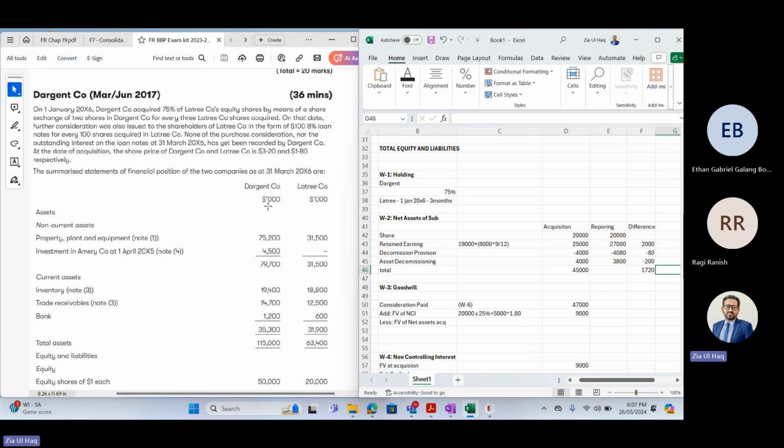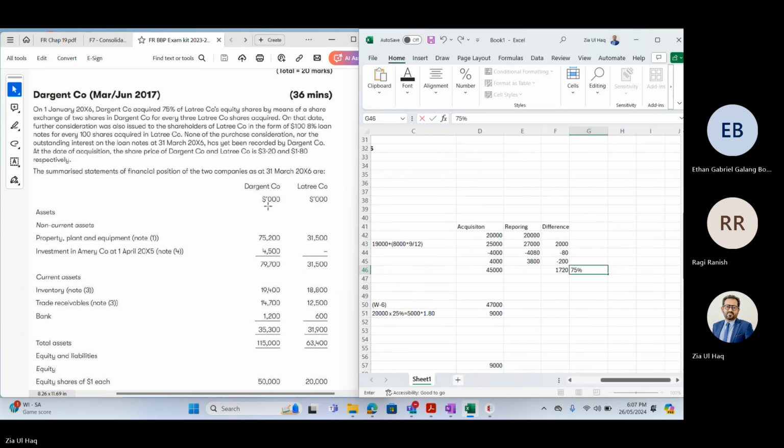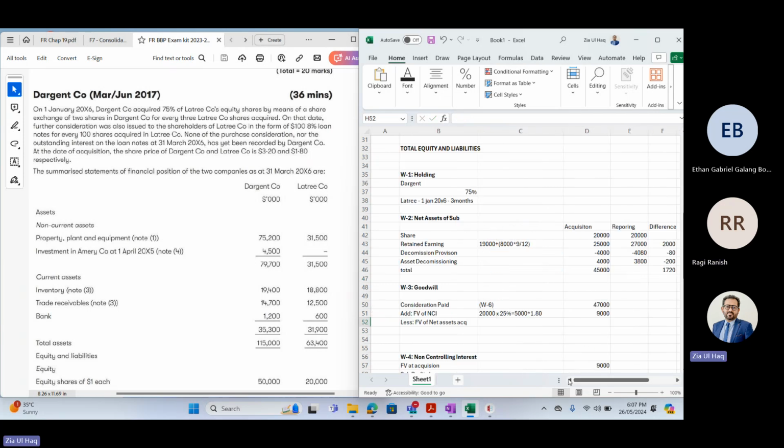75%. So what is 75% of this? 1290. And what is the 25% of that for NCI? 430. Okay, so now we can calculate our goodwill amount. So consideration, what is the fair value of net assets acquired? That is 45,000. Is there any impairment? No impairment is there.